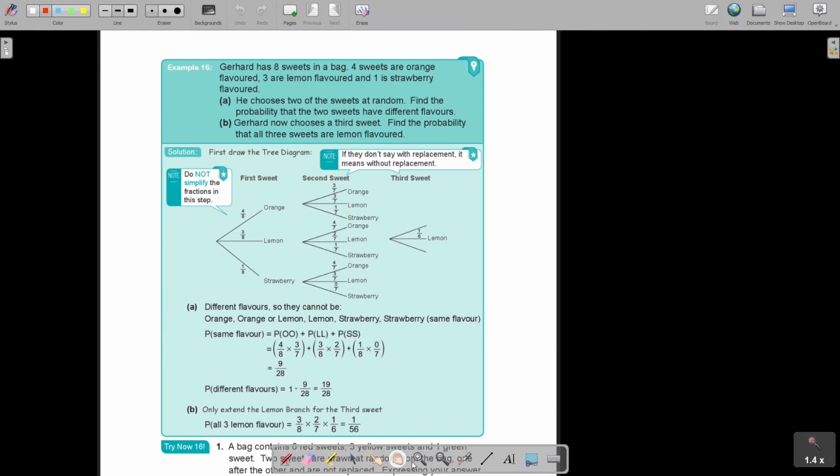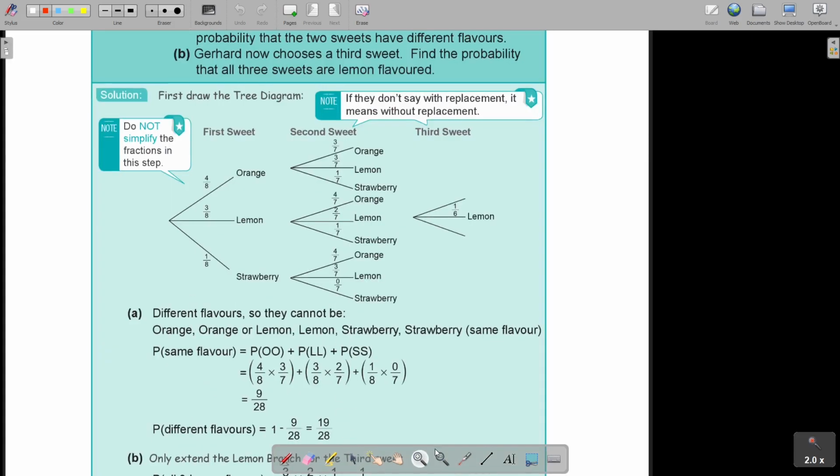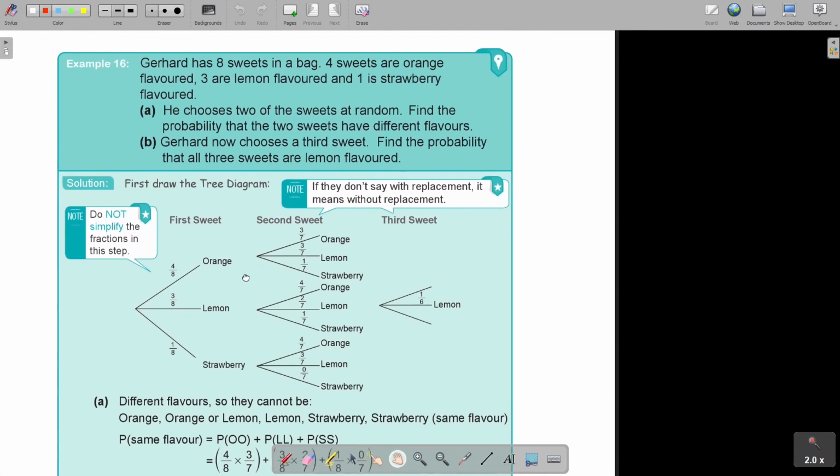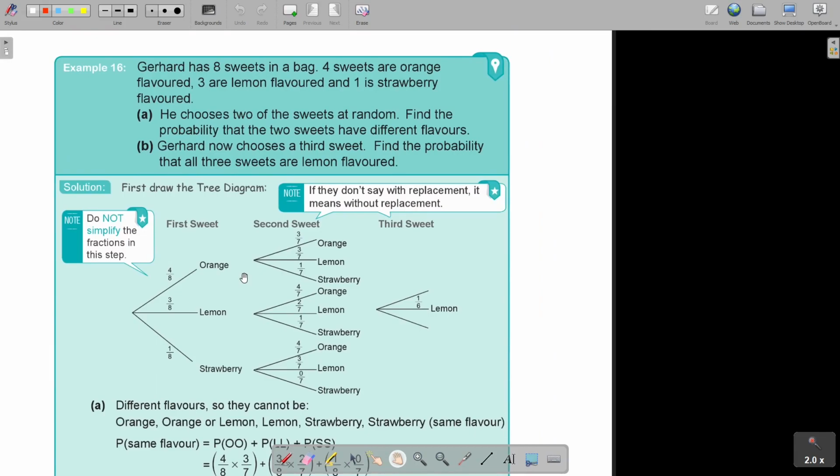Now, let's look at this example. I'm going to read because this is combined events. And in this case, it's going to be dependent events. But first just go through this. Gerard has 8 sweets. 4 sweets are oranges, so 4 oranges, 3 are lemon, and 1 is strawberry. He chooses 2 of the sweets at random. Find the probability that the 2 sweets have different flavors.